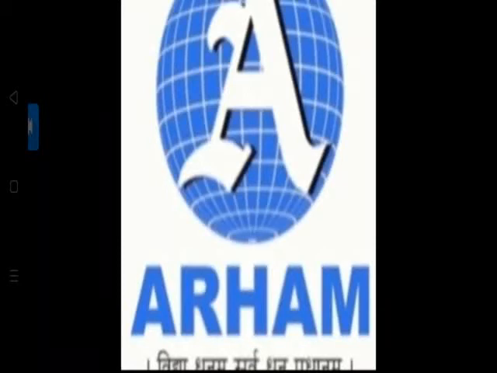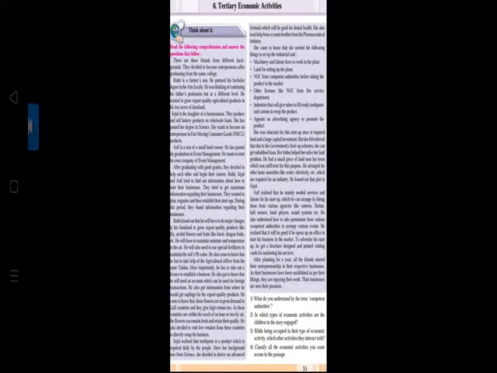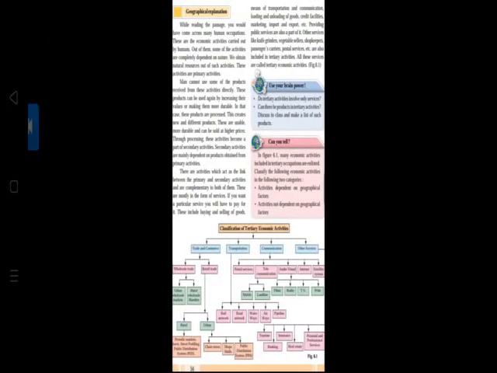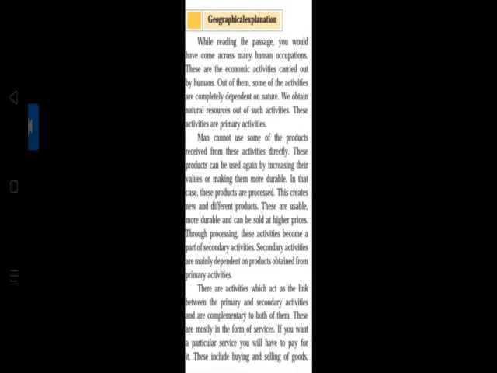Hello students. The next lesson we're going to go on to is tertiary economic activity. Now, while reading this passage, you have come across a lot of occupations. Man cannot use some of the products received from these activities directly because there are some natural resources which are used, and when natural resources are used, it becomes primary activities.